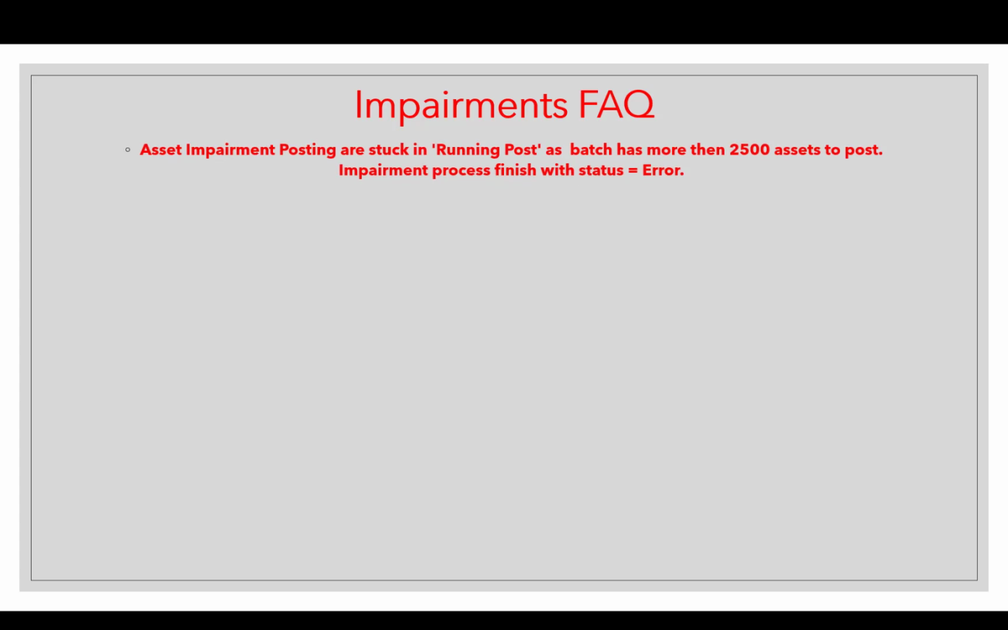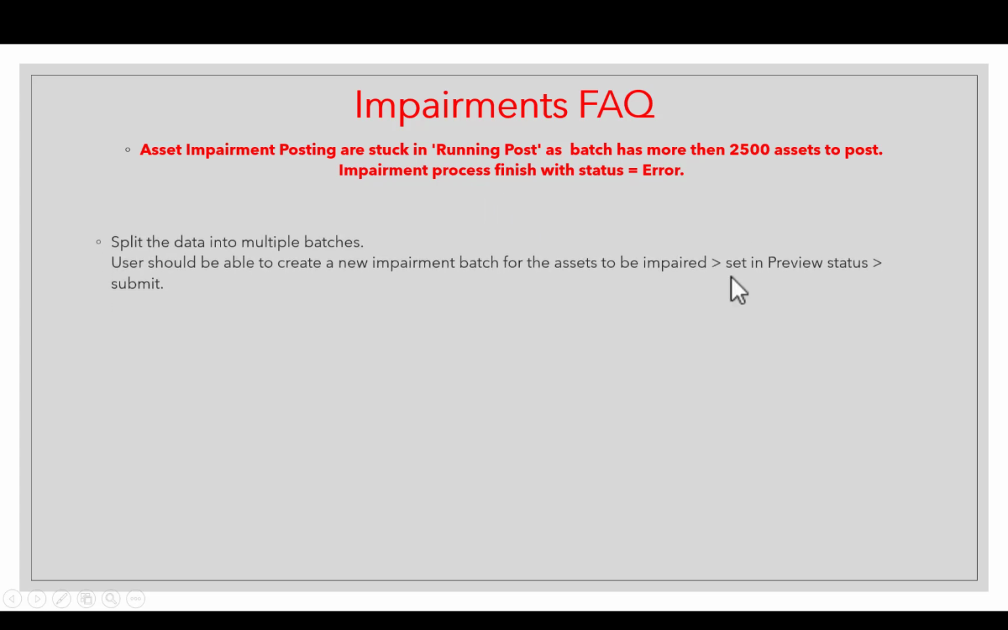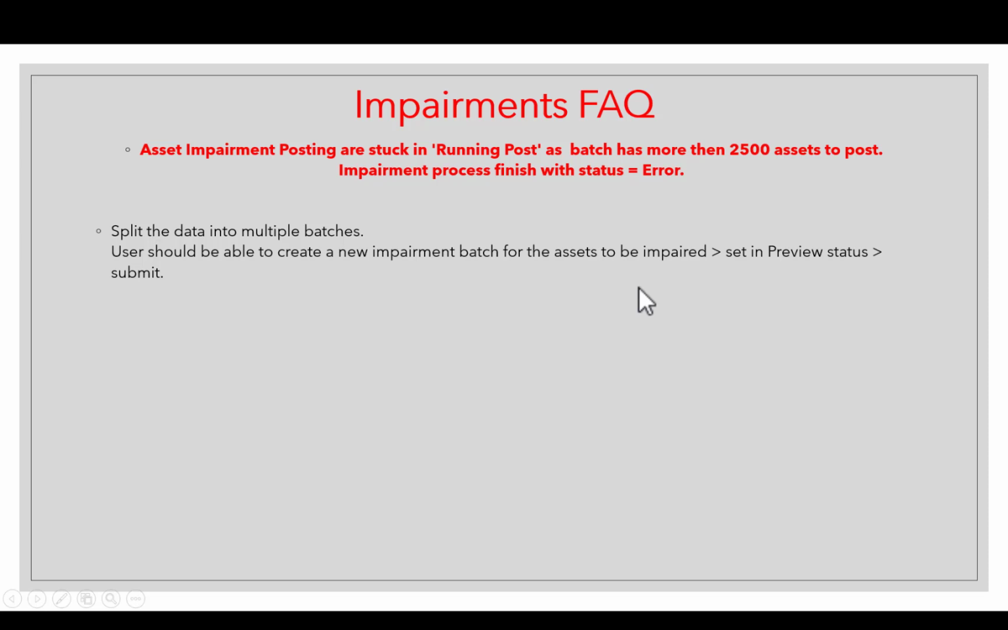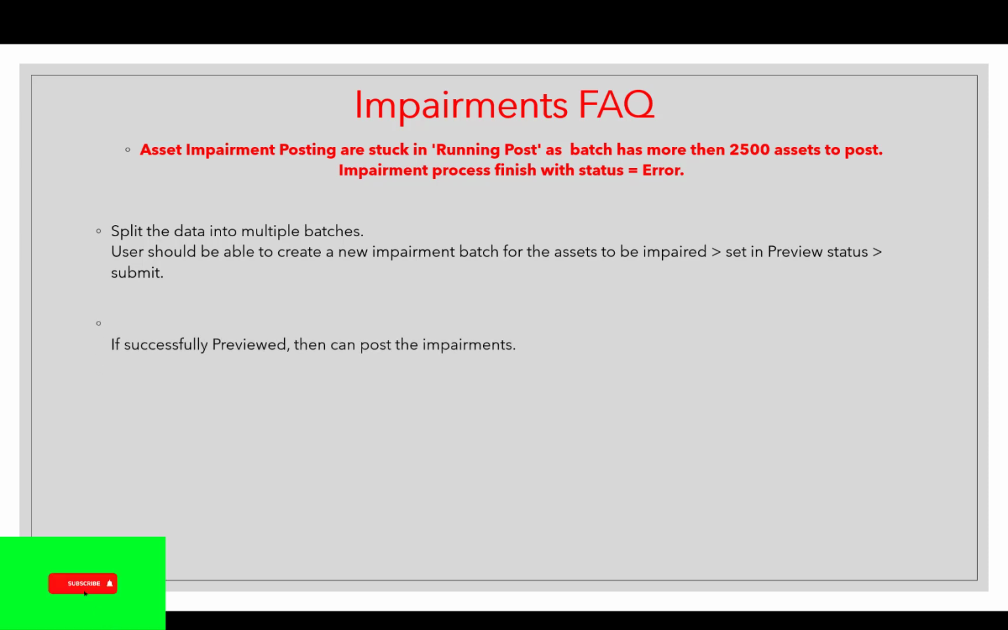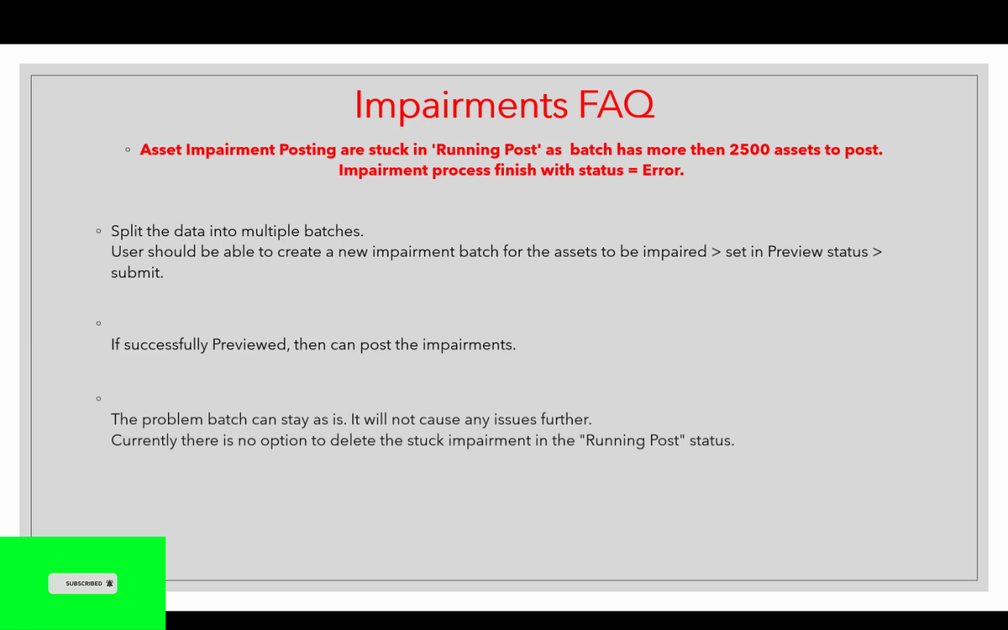That assets impairment posting is stuck in running post as a batch, and there are more than 2,500 assets to post, so the impairment process will finish with status error. You have to split the data into multiple batches. The user should be able to create a new impairment batch for the asset to be impaired, set in preview status and submit. If successfully previewed, then you can post the impairments. The problem batch can stay as is. It will not cause any issues further.